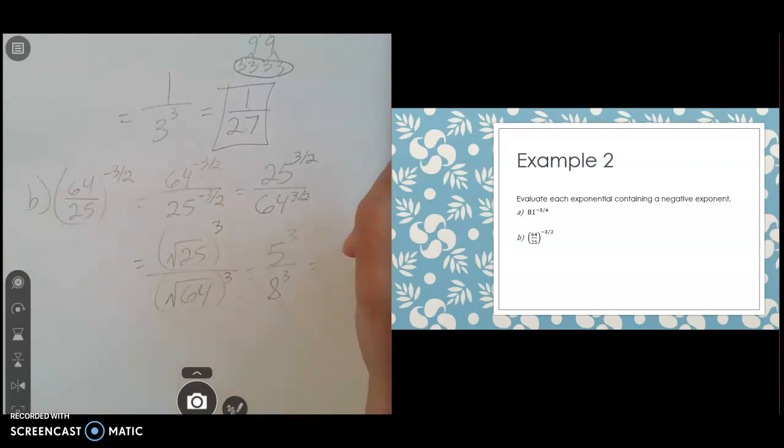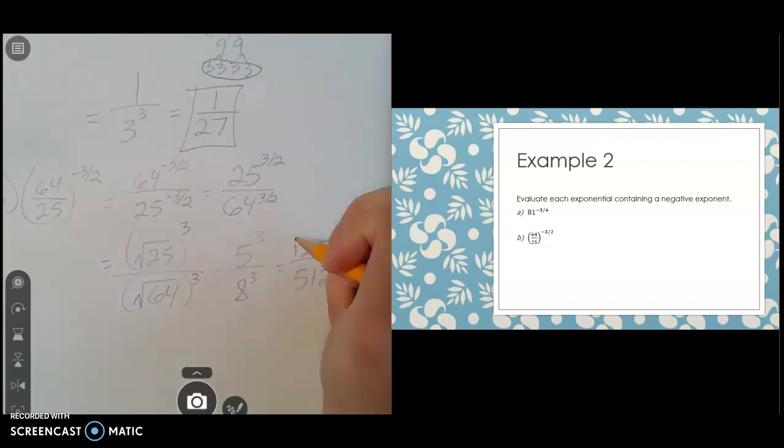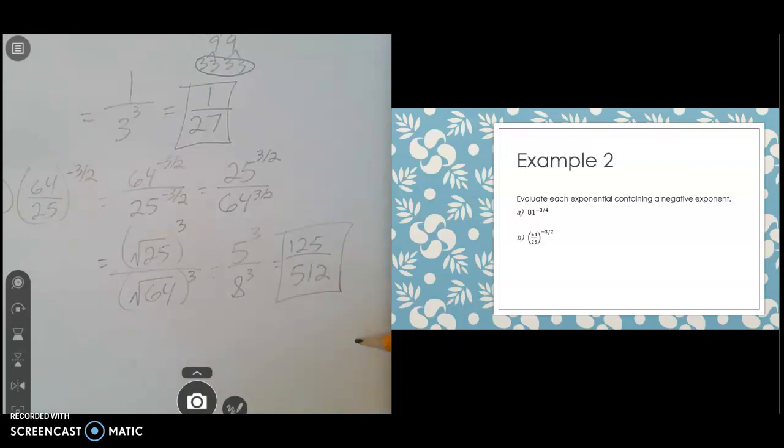Well, 5 to the 3rd power, if you multiply 5 times 5 times 5, you get 125. 8 to the 3rd power, if you do 8 times 8 times 8, you get 512. So we would evaluate this to be a nice little simplified fraction, which is 125 over 512.